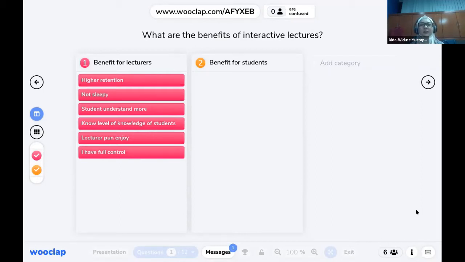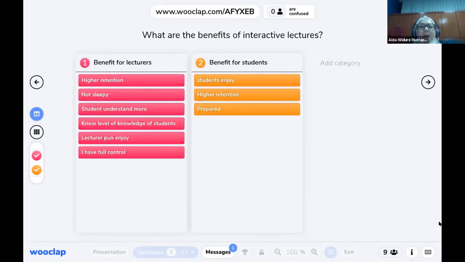Anything for the students? It's all for me, me, me. Oh, benefit for students. Okay. Yes, you have to put in categories. If you are confused, there's a button at the top. You can change it from confused to got it. Students enjoy, yes. Higher retention, yes. Anything else? Prepared, yes. Prepared.